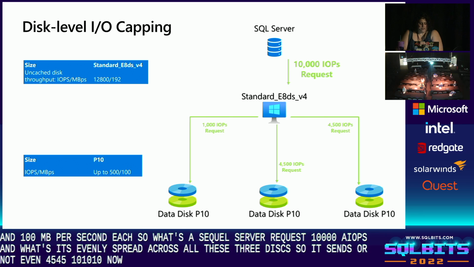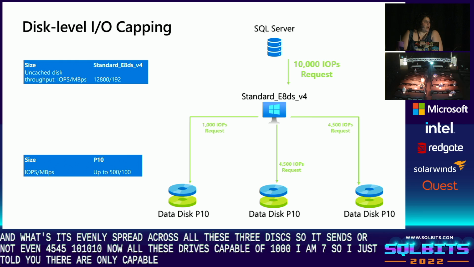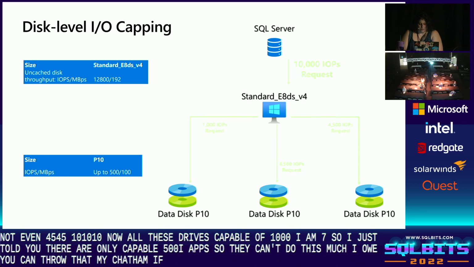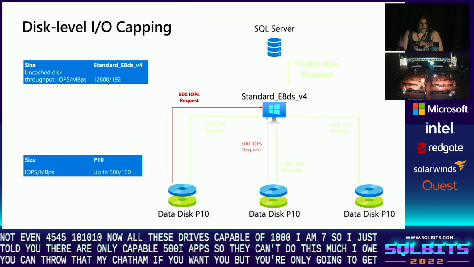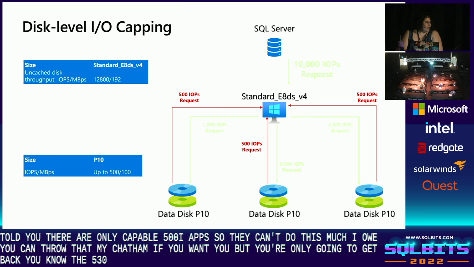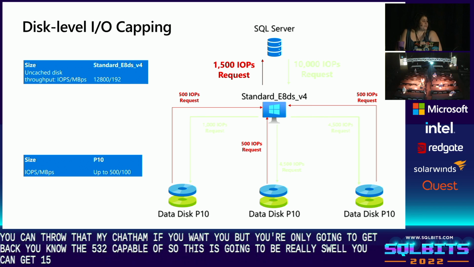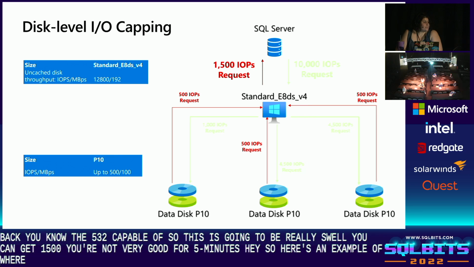Now, are these drives capable of 1,000 IOPS even? So no, right? I just told you they're only capable of 500 IOPS. So they can't do this much I/O. You can throw that much at them if you want to, but you're only going to get back the 500 that they're each capable of. So this is going to be really slow. You're going to get 1,500 IOPS out of this thing, and you're not going to have very good performance. Okay, so here's an example of where you'd be capped at the disk level.